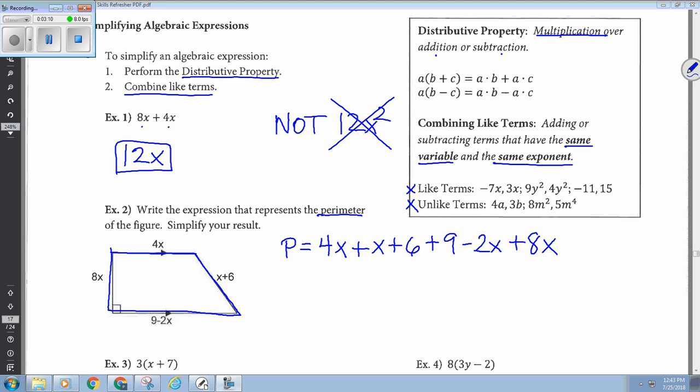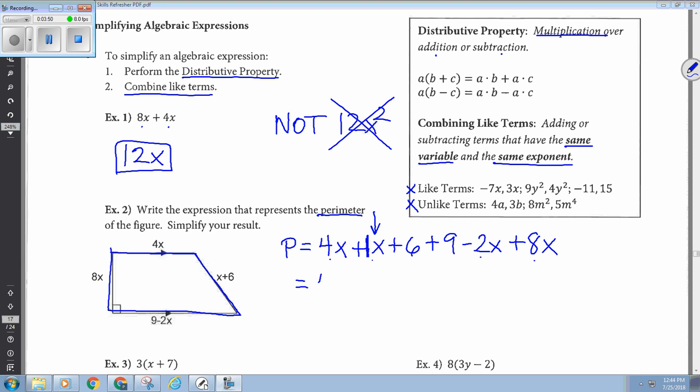Now we combine all of our like terms. The 4x combines with the x, combines with the minus 2x, and combines with the 8x. Notice that this x does not have a number in front. So it's understood to be 1. Anytime you do not have a number in front of a variable, it's understood to be 1. From here, we can combine our like terms. What always works for me is to take all of my like terms and put them next to each other.